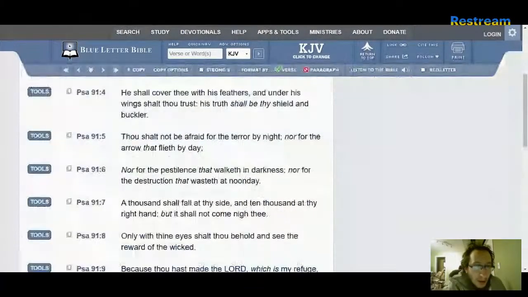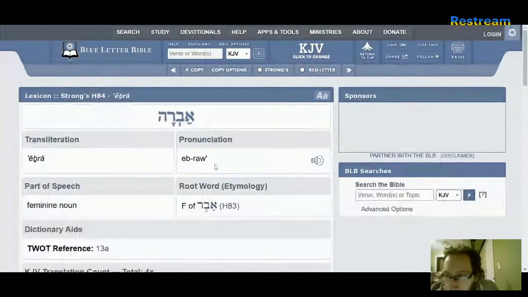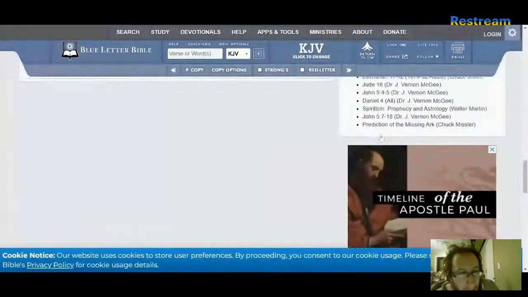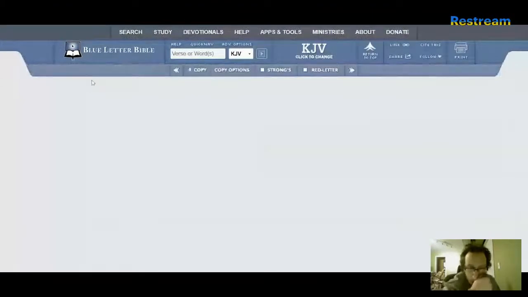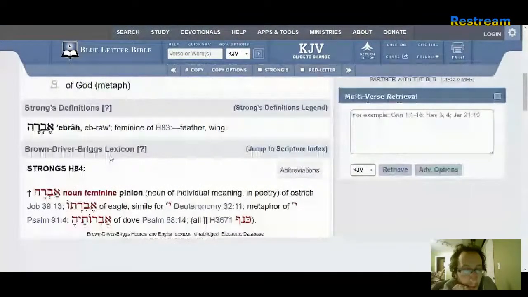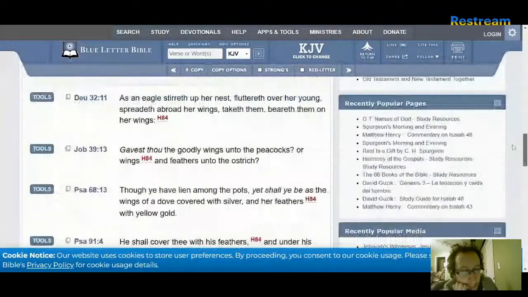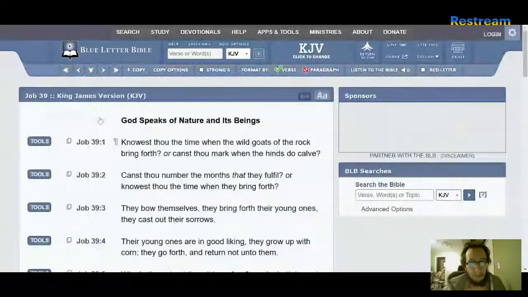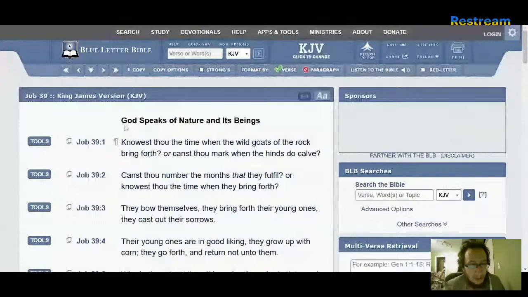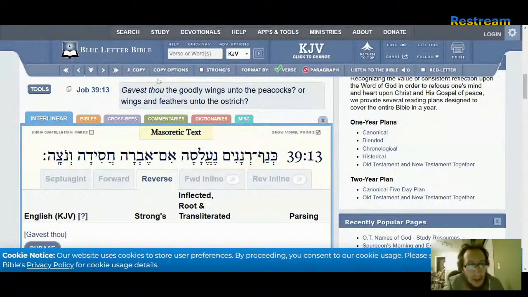And then let's go back to the feather, the other one, where there was another word translated as feather. Hold on. Sorry. So wings and feathers of the ostrich. So let's take a look at that one. As if it's a different word. Wings. Wait, what's this? The wings. Oh, goodly wings under the peacocks.